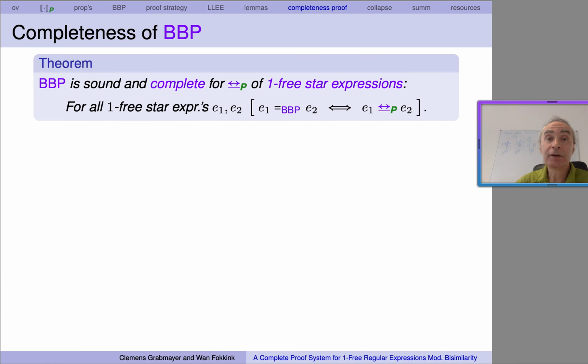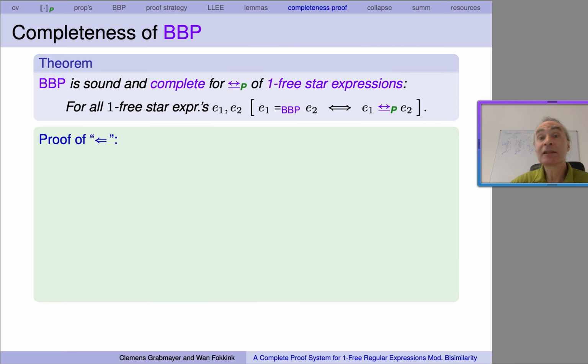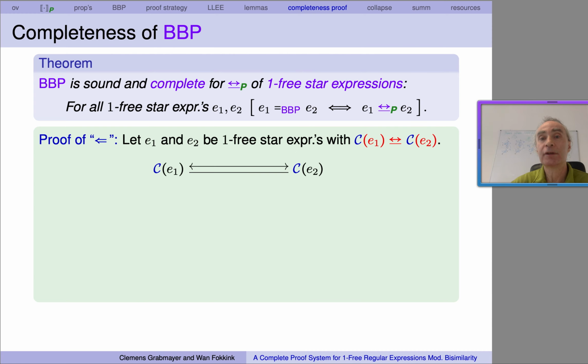The completeness theorem then states the following. The system BBP is sound and complete for bisimilarity of the process interpretation of one-free star expressions, meaning that equality of star expressions E1 and E2 is provable in BBP if and only if E1 and E2 have bisimilar process interpretations. Now let's look at the proof of the completeness direction of this theorem.